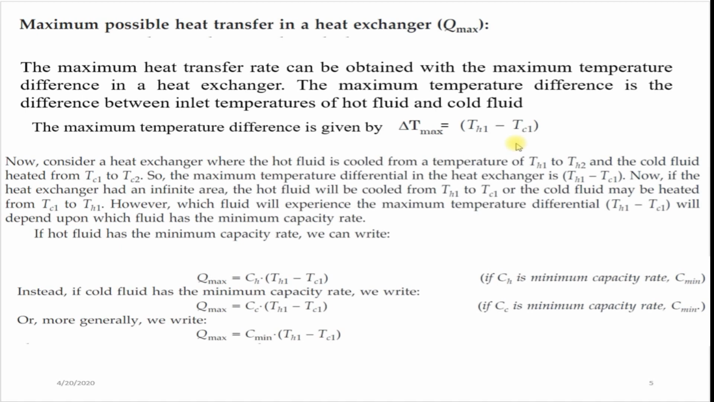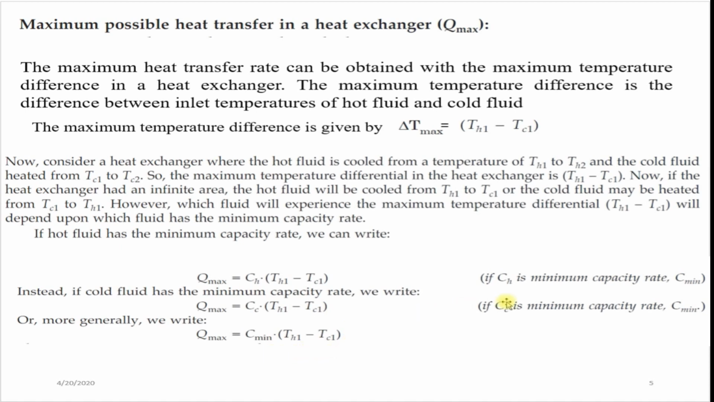Such conditions can be achieved in a counterflow heat exchanger of infinite length. These conditions will not be reached simultaneously unless the heat capacity rates of both fluids are equal, that is Ch equal to Cc. When the heat capacity rates are not equal, the fluid having the minimum value of heat capacity rate will experience the maximum temperature difference. That is, Q maximum is equal to C minimum into Th1 minus Tc1. So Q maximum is written as C minimum into Th1 minus Tc1.